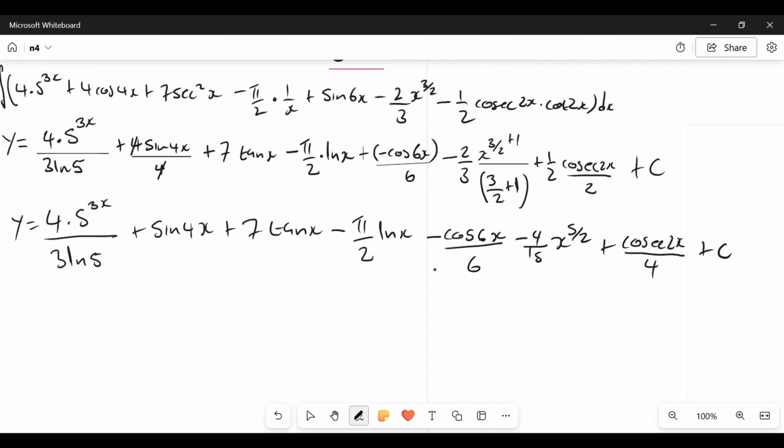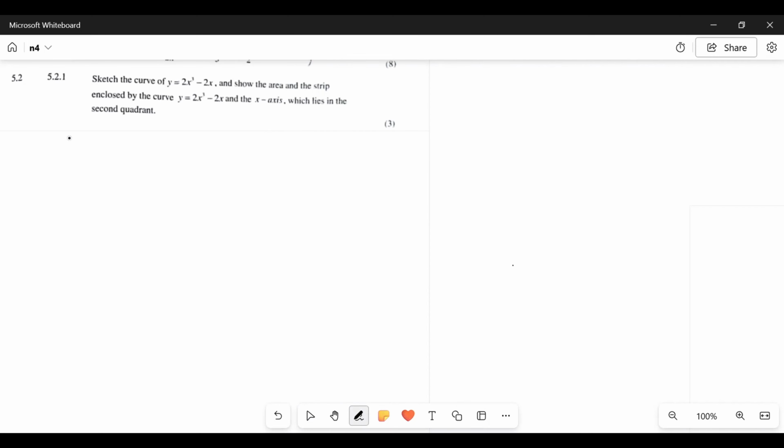How about we do 5.2? Alright guys, here is our question 5.2. Now, as you can see here, 5.2 has 5.2.1. Let's read the question and solve this problem.